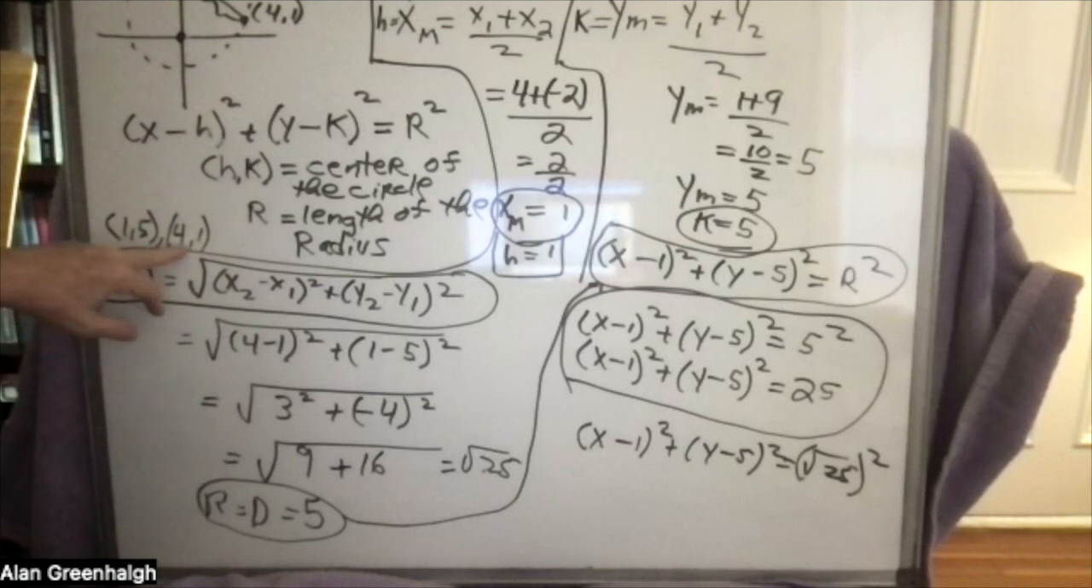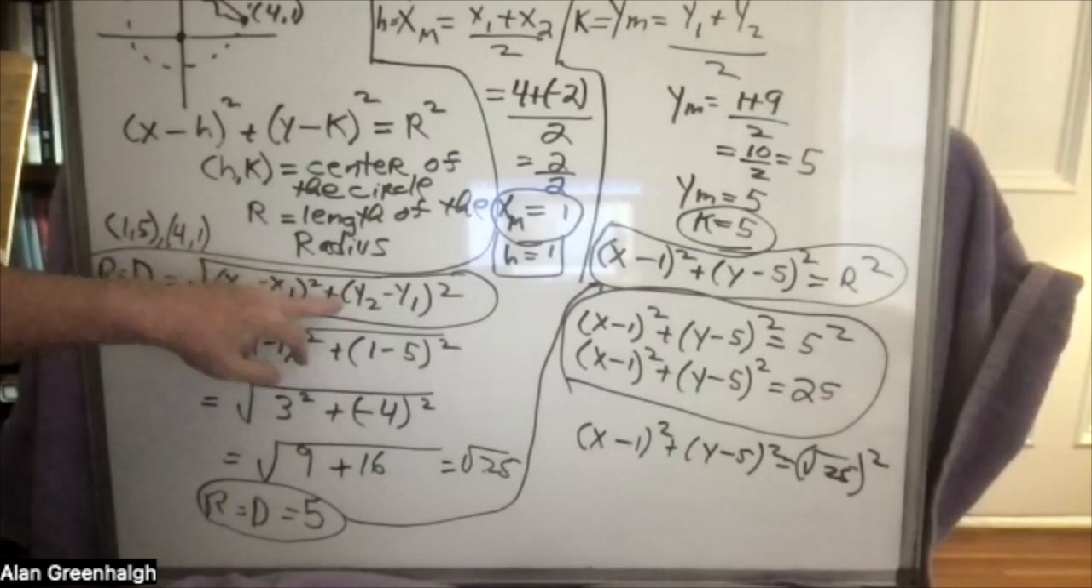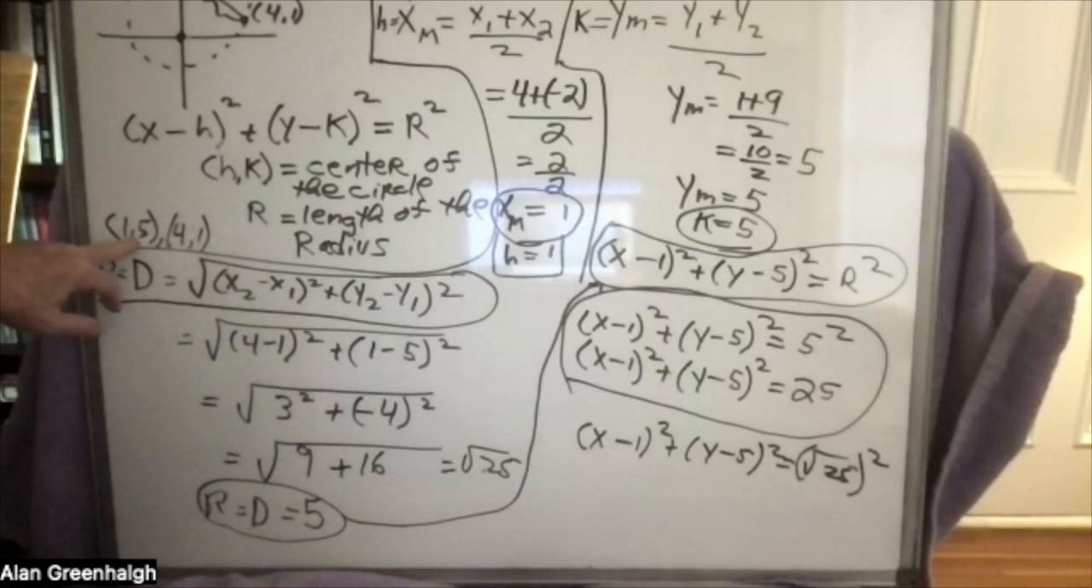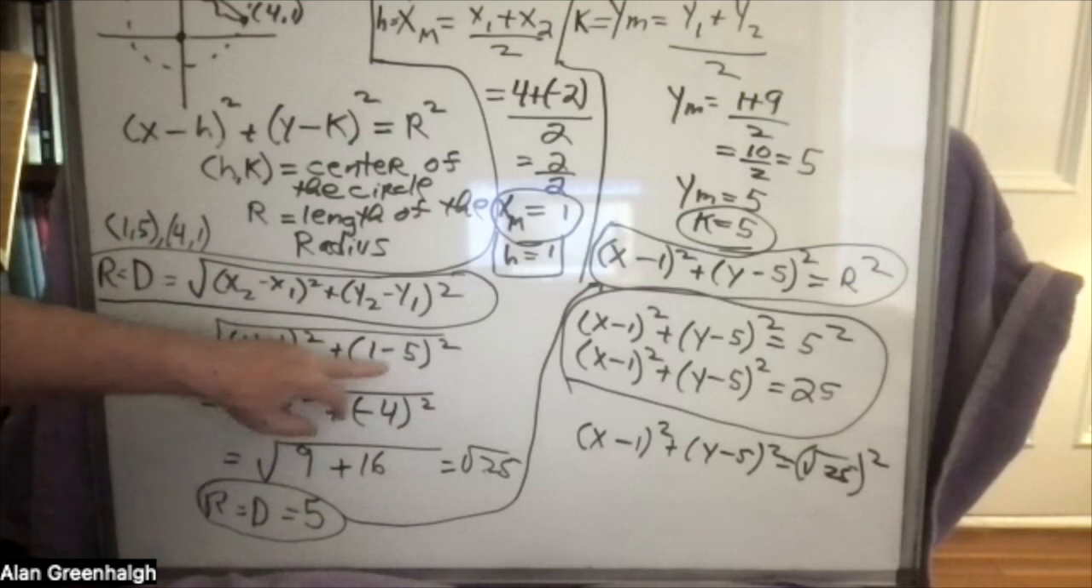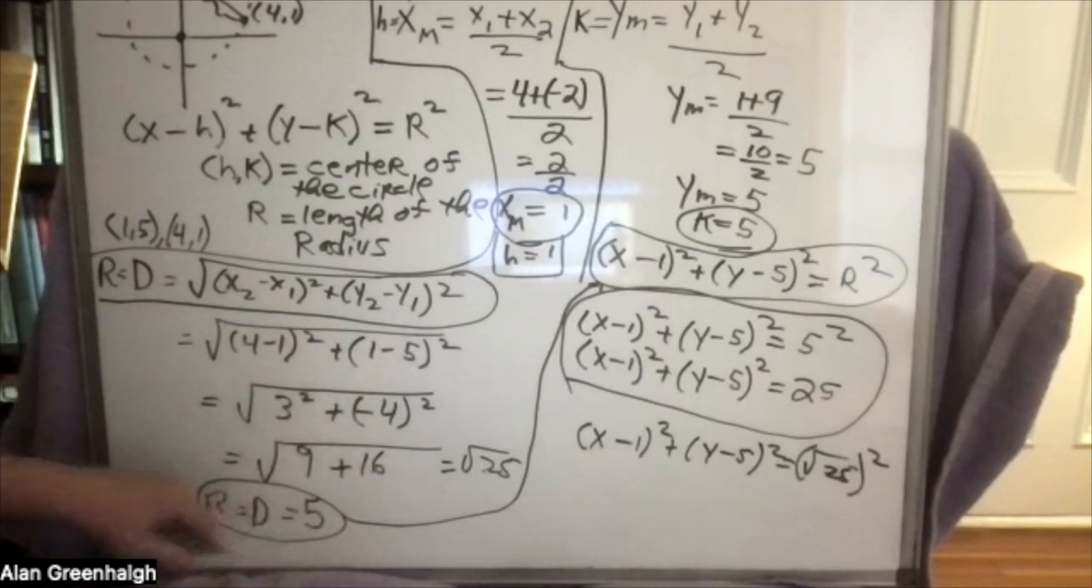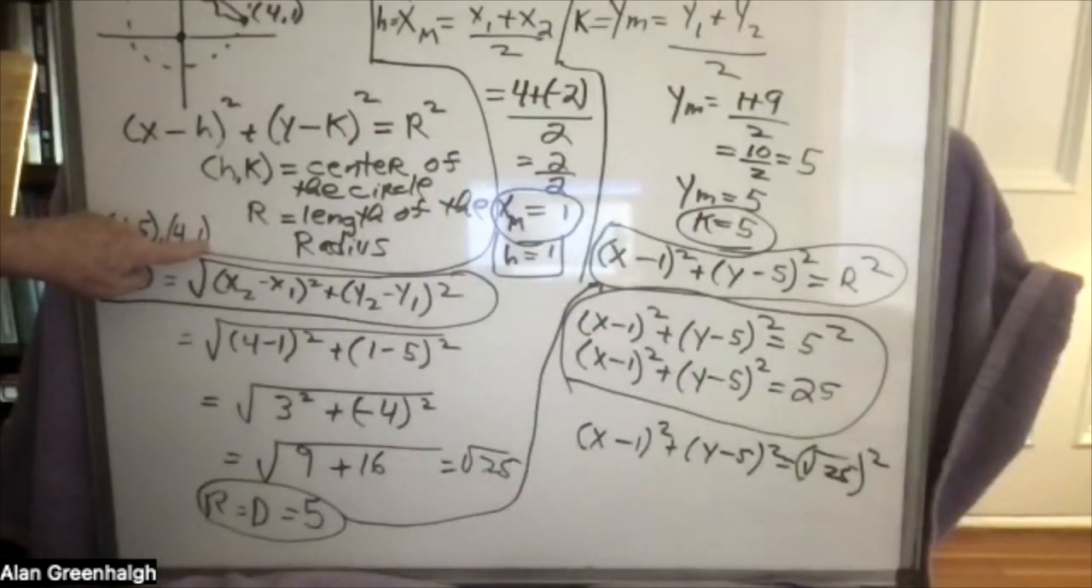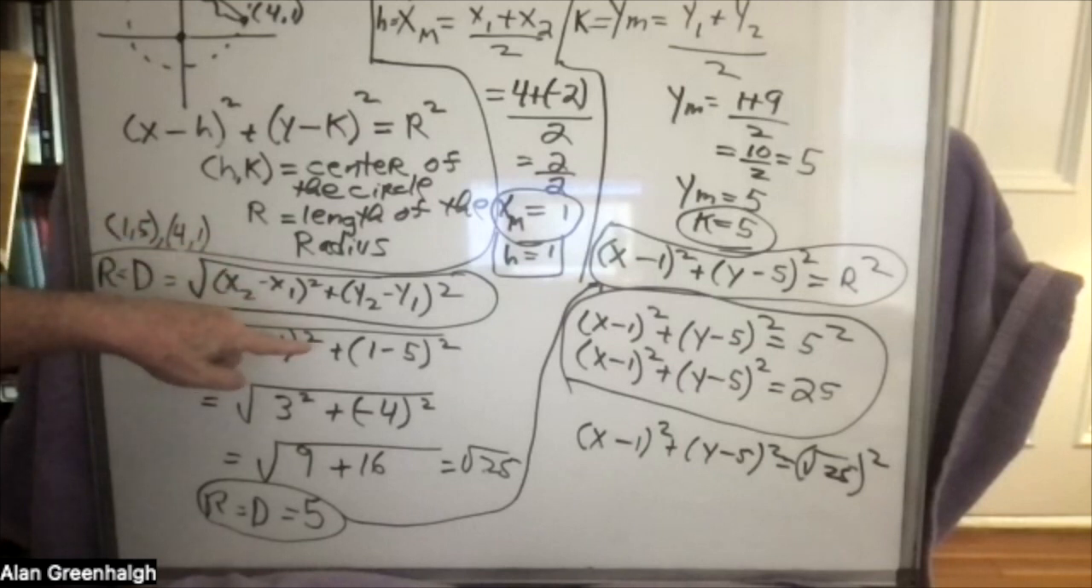x2 is the second value of x minus the first value of x. That's what this formula means. 4 minus 1, and then 1 minus 5. And then I worked it out. Got 3 there, -4 there, squared it. That's it. Some people I've seen do 4 minus 1 and 5 minus 1. They would have gotten away with it in this situation. But sometimes you don't get away with it.